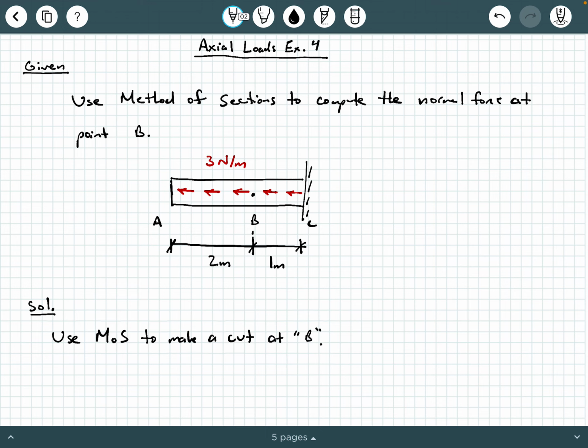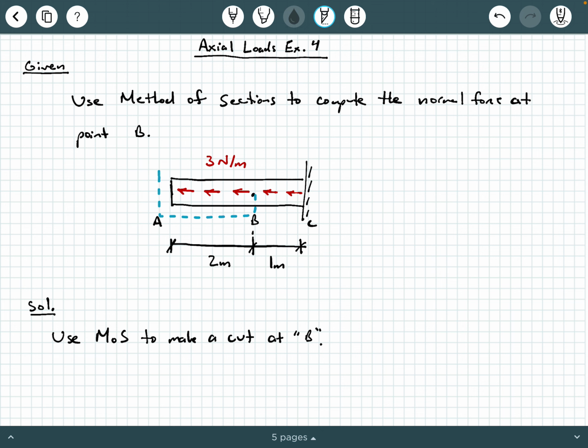Now, when we use method of sections, we isolate one side or the other of that member. So when I make this cut at point B, I'm either going to look at everything to the left of point B or everything to the right of point B. Now notice that if I look at everything to the right of point B, that's going to include this fixed connection, all right? Doesn't matter which side I look at. Is it going to make a difference if I look at the left side of point B or the right side of point B? No, it's not, because this whole member is in static equilibrium.